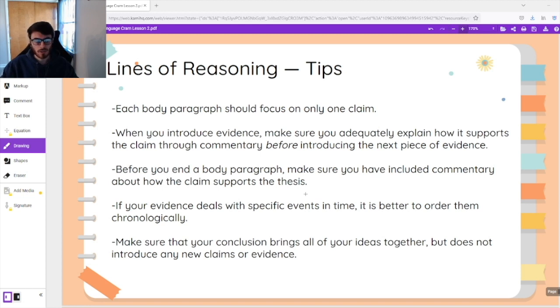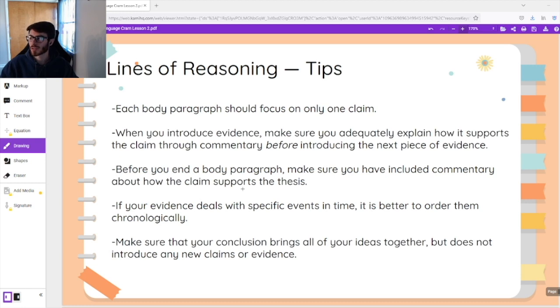When writing your conclusion, you want to make sure that your conclusion brings all of your ideas together, but does not introduce any new claims or evidence. This is something we talked about in lesson 1. And those are the main points here of how to create a line of reasoning that is logical and coherent.